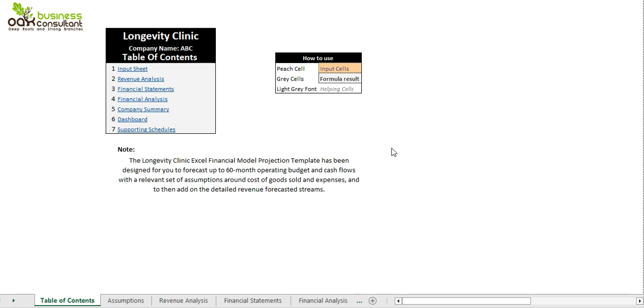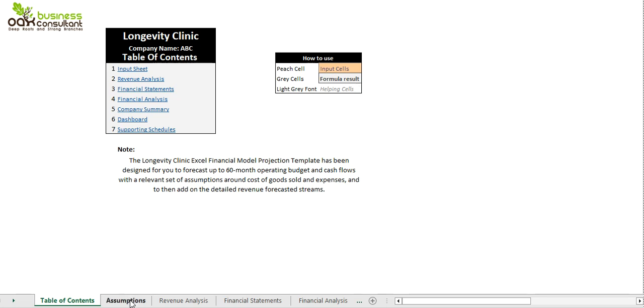Today we are up with another financial model video, which is the Longevity Clinic Excel financial model. This financial model will contain 7 sheets: the input sheet, revenue analysis, financial statements, financial analysis, company summary, dashboard, and supporting schedule. We need to remember that this financial model will contain peach cells, which are the input cells, the gray cells, which are the formula result cells, and the light gray font cells, which are the helping cells.